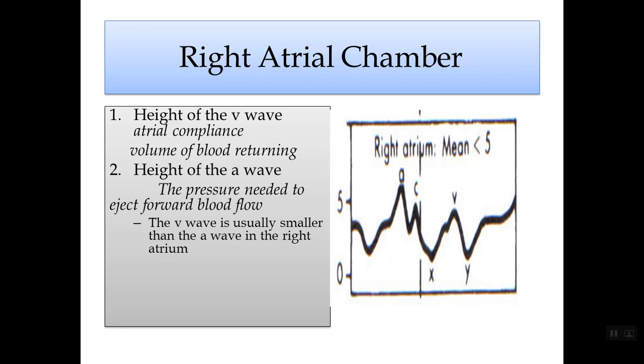You see, the height of the A wave depends on the pressure needed to eject the blood forward. That's why I was telling you in the pressure tracing of the left ventricle, there was a little notch. That's the atrial notch, because it needed a strong contraction because there is aortic stenosis. So the left ventricle is thick, it has a high end diastolic pressure, and therefore the atrium needs to contract strongly. Okay. Whereas the height of the V wave reflects the atrial compliance and the volume of blood returning. As the atrium is compliant and the blood returns, it gives you the V wave.